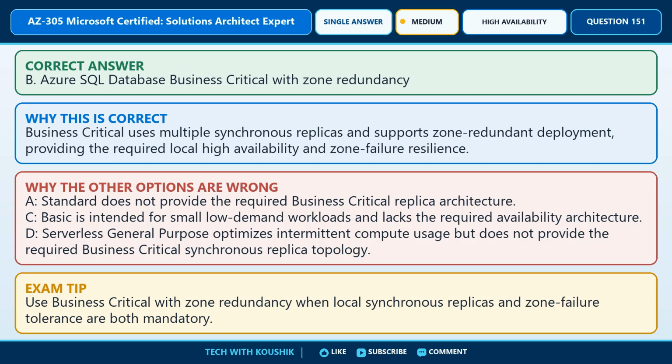The remaining options are incorrect because A. Standard does not provide the required business-critical replica architecture. C. Basic is intended for small low-demand workloads and lacks the required availability architecture. D. Serverless general purpose optimizes intermittent compute usage but does not provide the required business-critical synchronous replica topology. Remember this distinction for the exam. Use business-critical with zone redundancy when local synchronous replicas and zone failure tolerance are both mandatory.